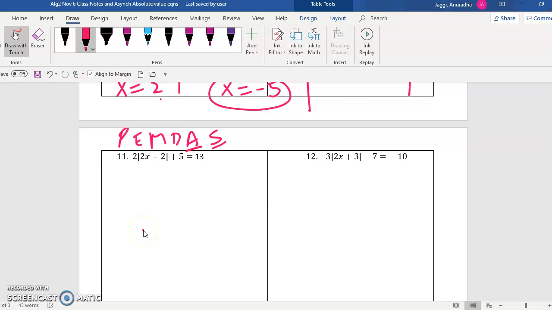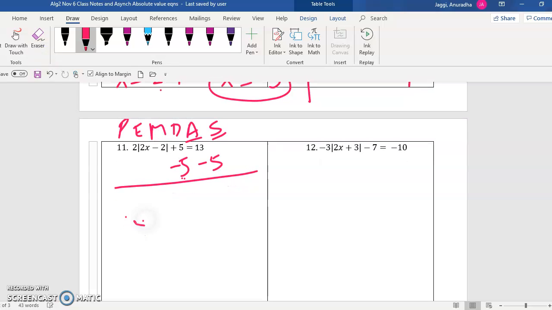So first the addition subtraction. Let's look for what is added to the absolute value term. I have 5 added here. If it was subtracted, I would do the inverse operation of adding, but it is added, so I'm going to do the inverse of that, subtraction of 5 from both sides. So what am I left with? 5 minus 5 is a 0. 2 times 2x minus 2 is equal to 13 minus 5 is an 8.